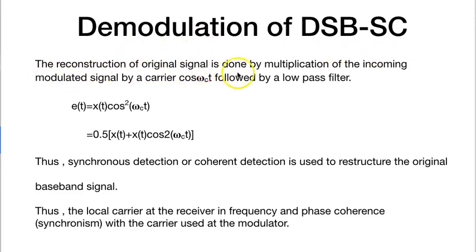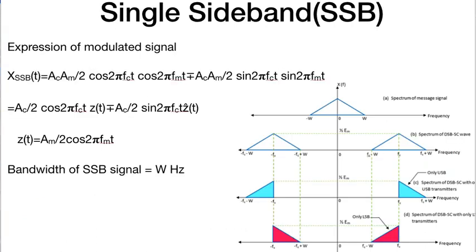The reconstruction of the original signal is done by multiplication of the incoming signal, followed by a low-pass filter. Synchronous detection or coherent detection is used to restore the original baseband signal, which is in phase with the original signal. The local oscillator carrier at the receiver is in frequency and phase coherent synchronism with the carrier used at the modulator. Now we have talked a lot about DSB signals.